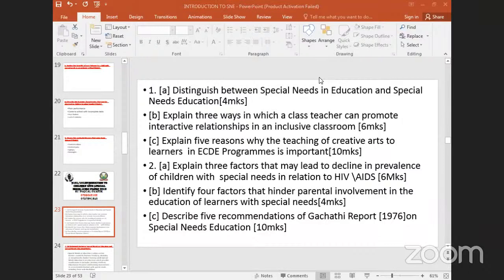So how can we reduce the number of children with special needs in relation to HIV and AIDS?